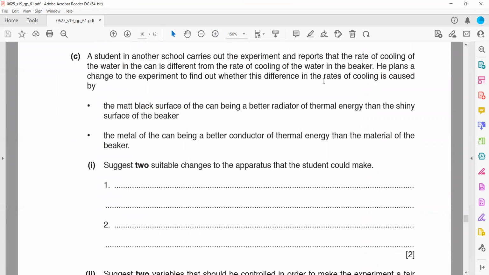Because the rate of cooling can be affected by the color, as well as metals being conductors, it might be due to the metal. So suggest 2 suitable changes to the apparatus that the student could make. He can use a black painted beaker, because the student is investigating how a beaker and a can affect the rate of cooling. But the can is matte black. So for a fair comparison, the student should have a beaker also as matte black.